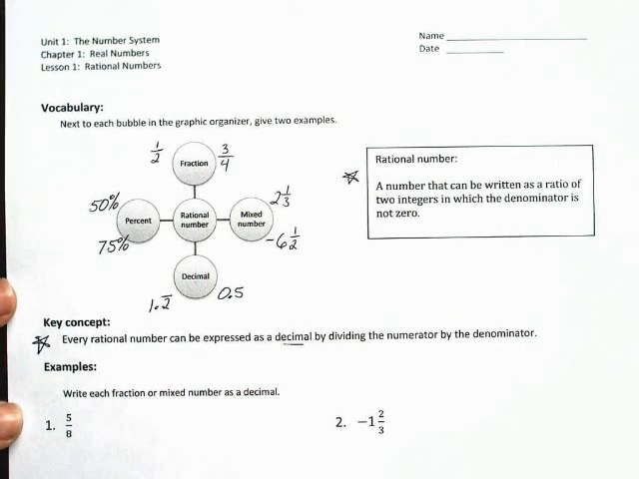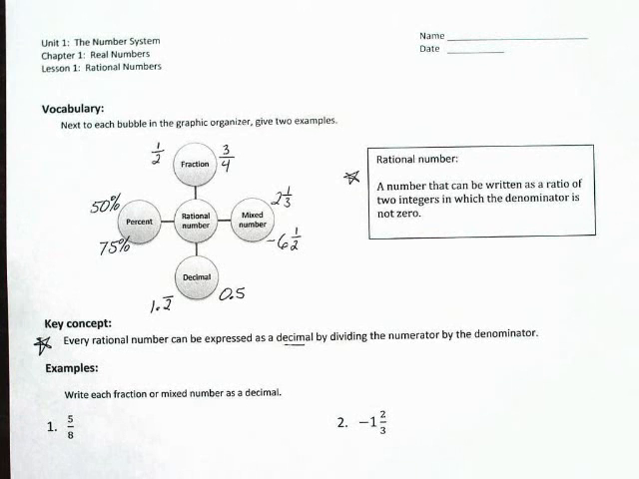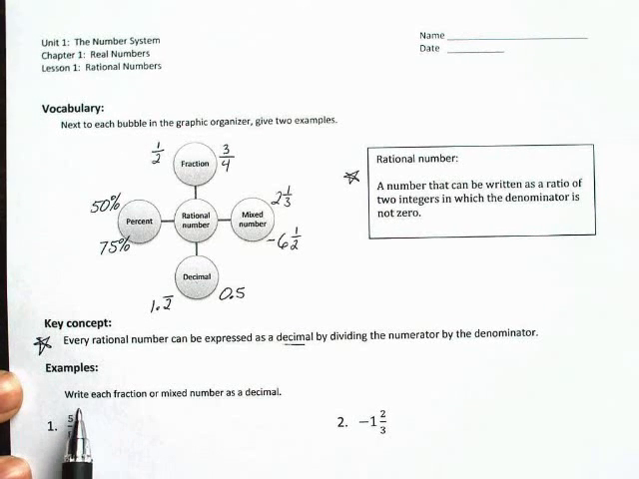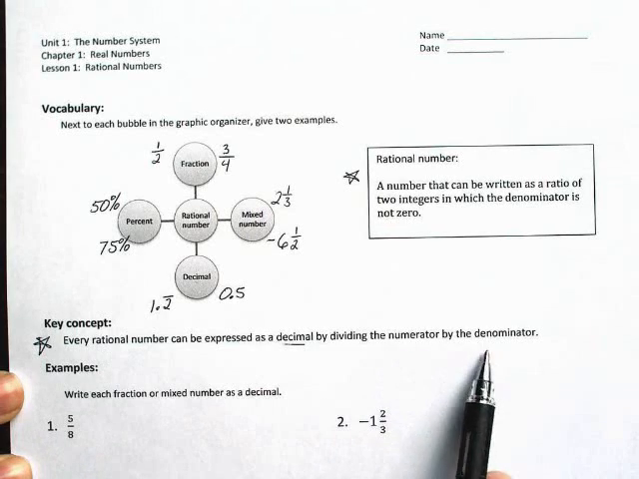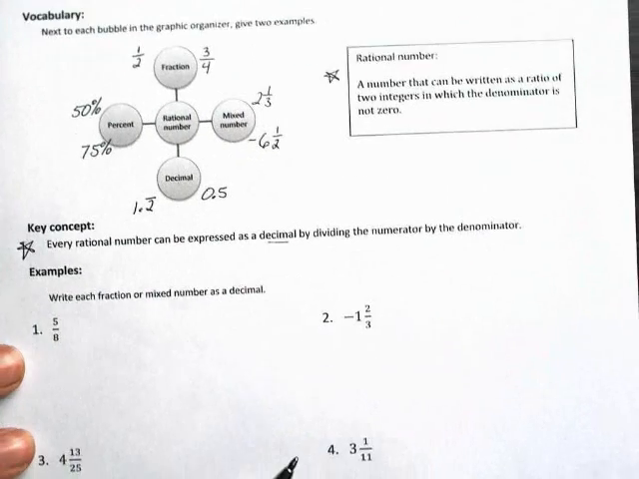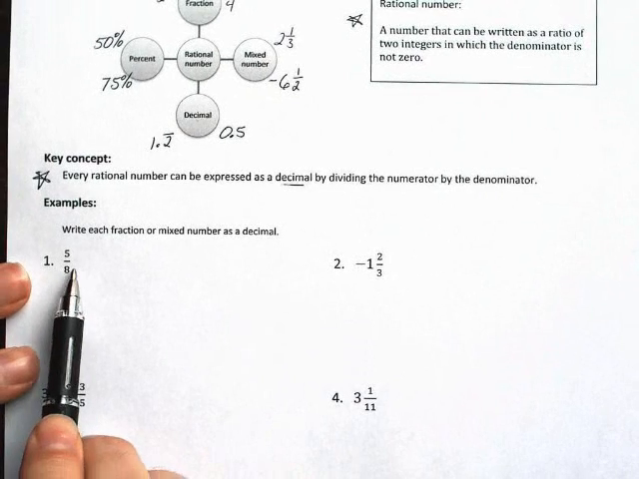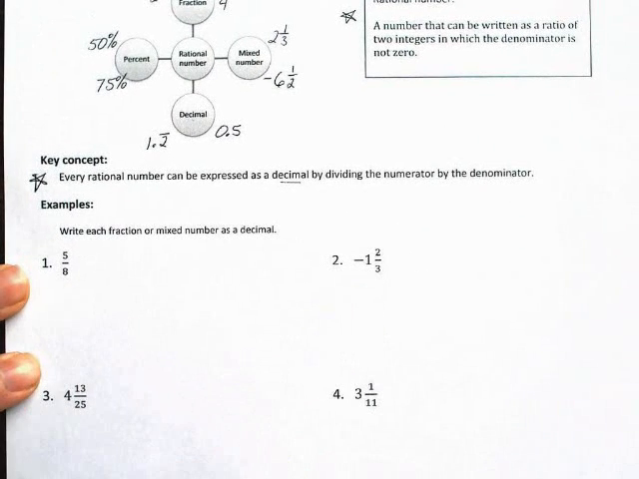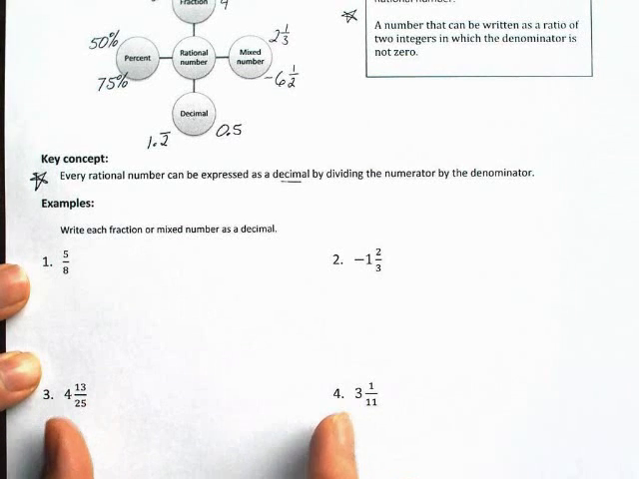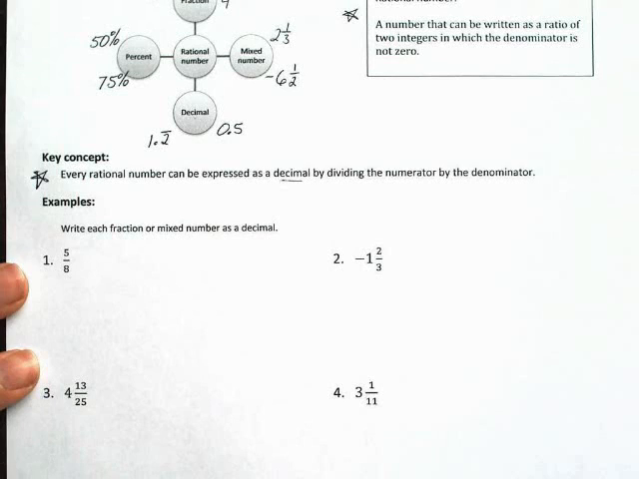Okay. Now, there are some example problems below to practice this key concept. And the directions are: write each fraction or mixed number as a decimal. To do this, we're going to follow what the key concept is saying. Divide the numerator by the denominator. Okay. I'm going to work two of them on the video for your notes, and then after that I'll give you some time for you to try problem 3 and 4, and then the answer will be shown on the video.